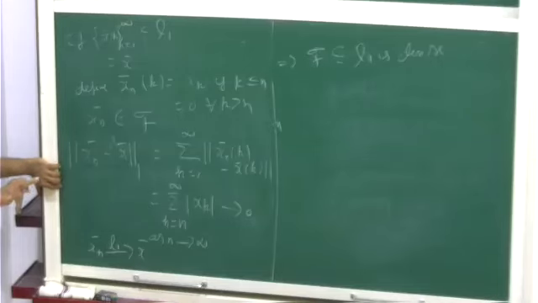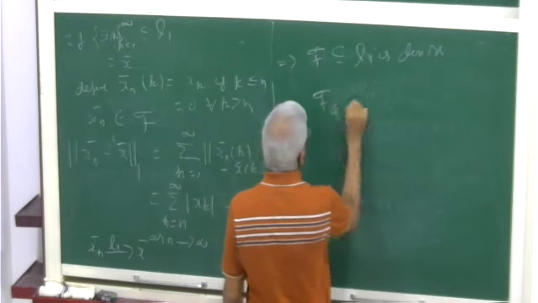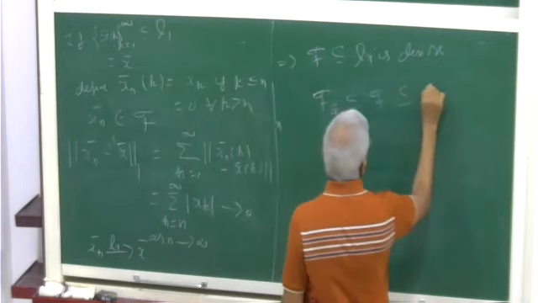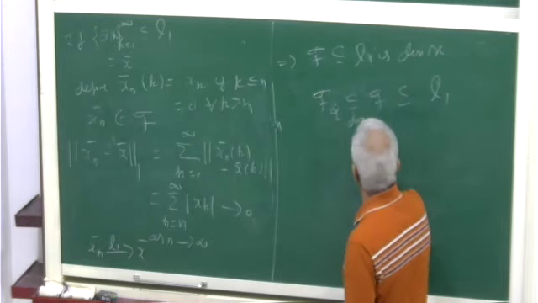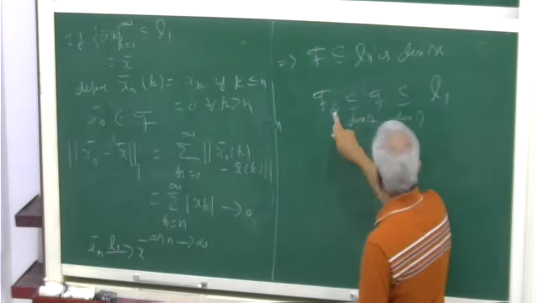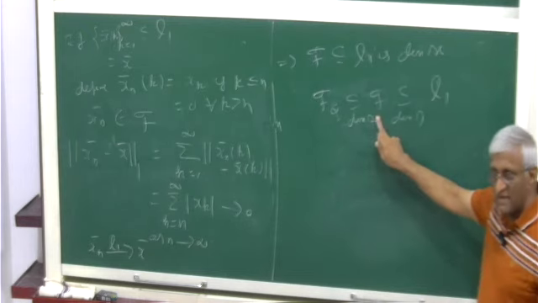F is not countable, but we know F_Q is countable. F_Q is dense in F. This is countable, and this is dense, then this is dense. If you have a sequence, you can approximate it from something here.